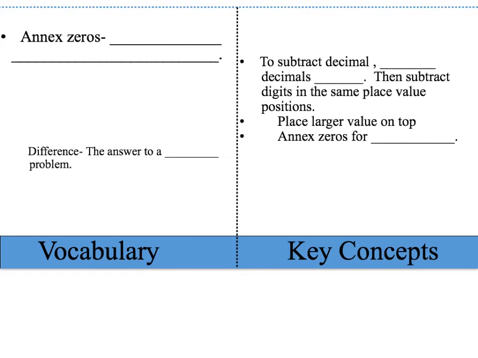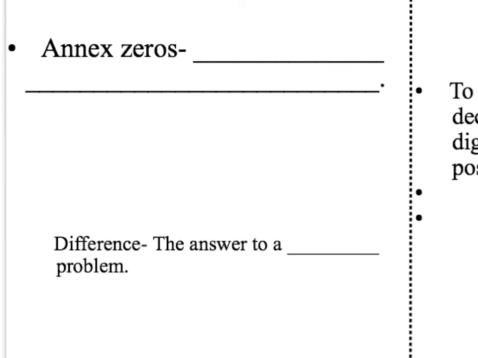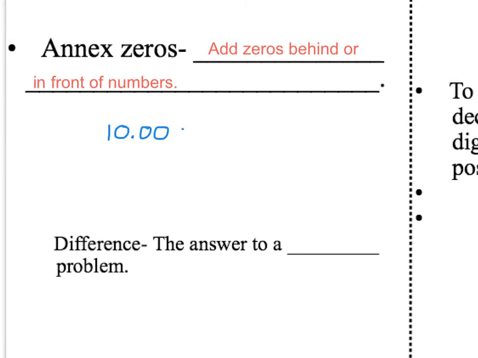So let's go ahead and talk about some of the vocabulary words for this lesson. The first vocabulary word is to annex zeros. And annexing zeros means to add zeros behind or in front of numbers. So for example, if I had the number 10, I can annex zeros by placing a decimal right behind it and placing as many zeros behind it. Or if I had the number 10, you can place zeros in front.